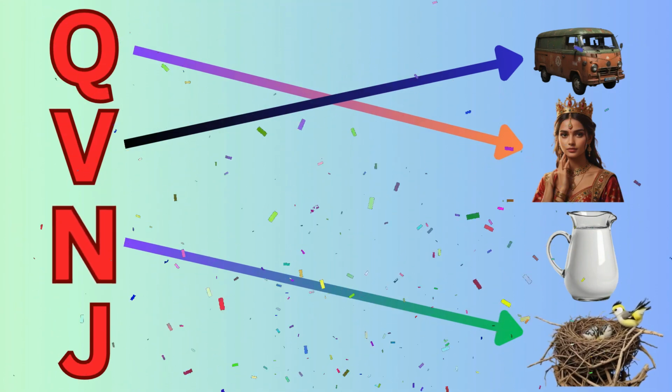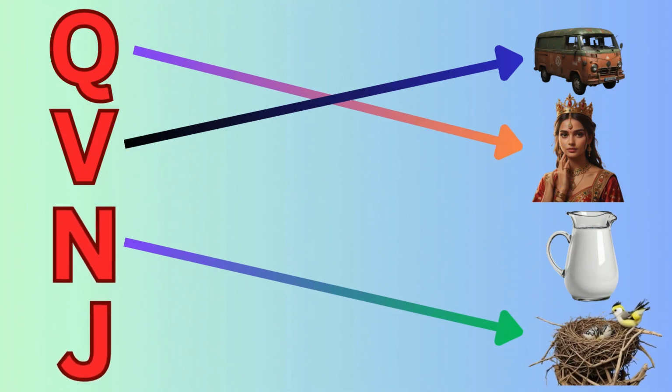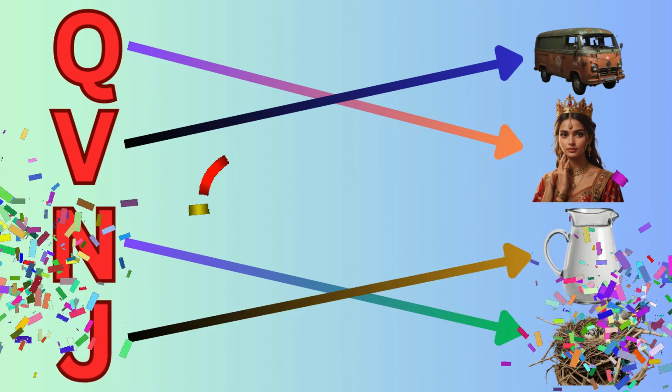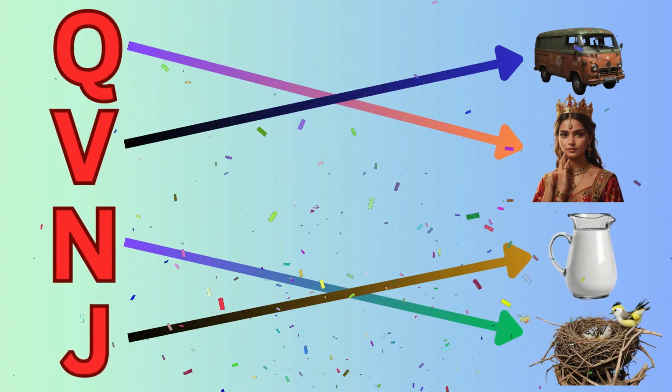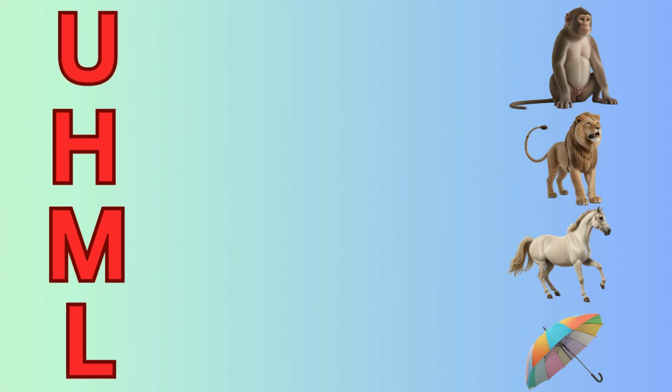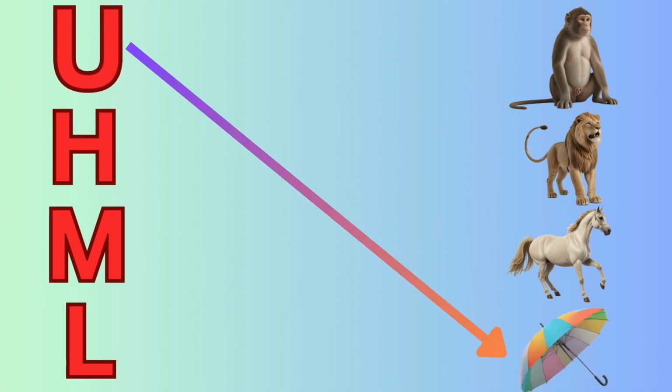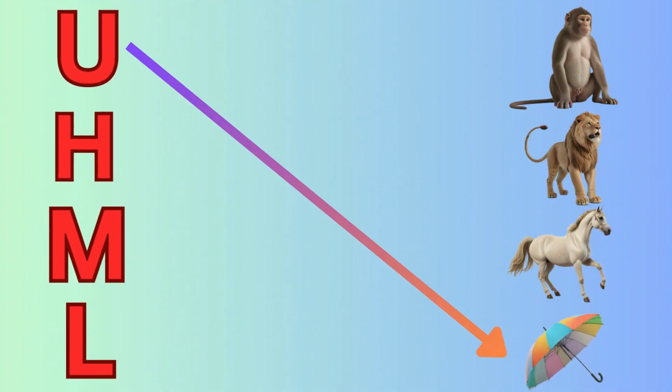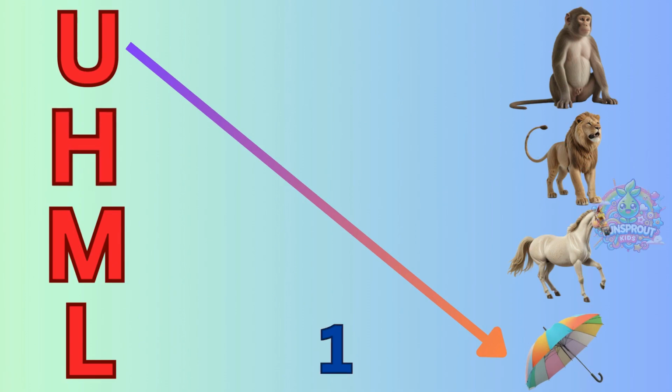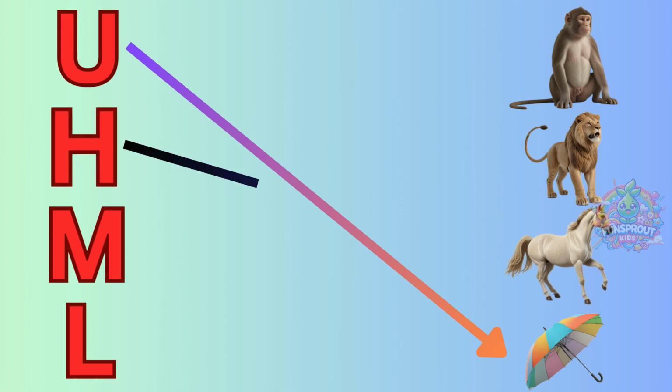Whee! J for jug. U for umbrella. Whee! H for horse.